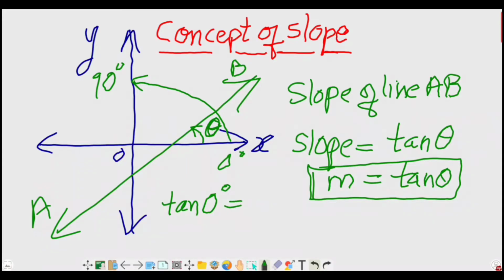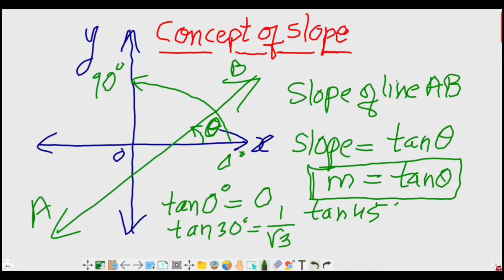0 degree, you know it is 0. 30 degree, its value is 1 by root 3. 45 degree, that is 1. 60 degree, that's root 3. But when you consider theta as 90 degree, you cannot define its slope because tan 90 cannot be defined.